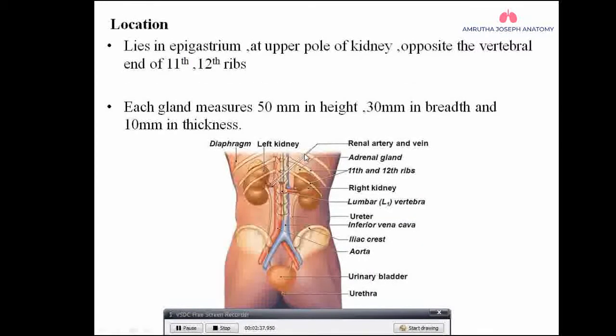It is lying in the epigastrium at the upper part of the kidney, opposite to the vertebral end of the 11th and 12th ribs. The vertebral end of the rib is the part of the rib where it articulates with the vertebrae. Measurements: the gland measures about 50 mm in height, 30 mm in breadth, and 10 mm in thickness.